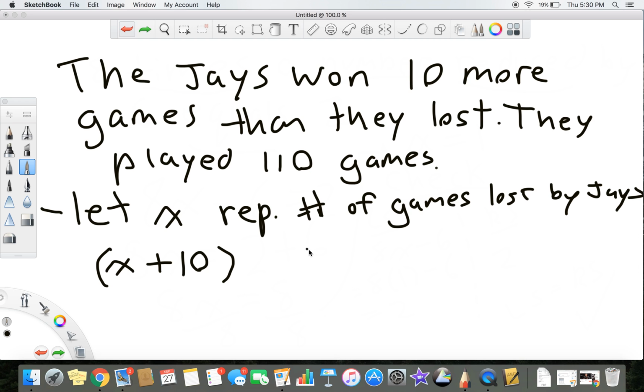Now, we know they played 110 games. To get the total amount of games, we have to add together the games they won and the games they lost. We know this is the games they won, so we have to add in the games they lost. We know that is x. So look at that, we have an equation now. Now we can solve it. Since the brackets aren't attached to anything by multiplication or division, we can just erase the brackets and simplify. So brackets are gone. We have x plus x, that's going to be 2x, and then just 10.